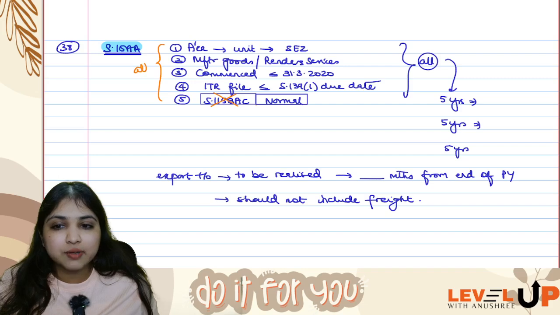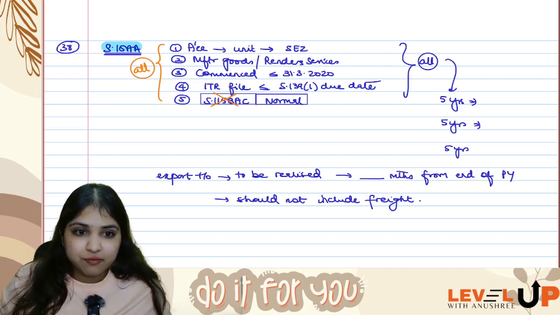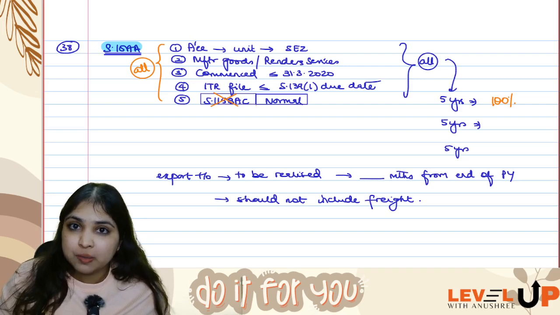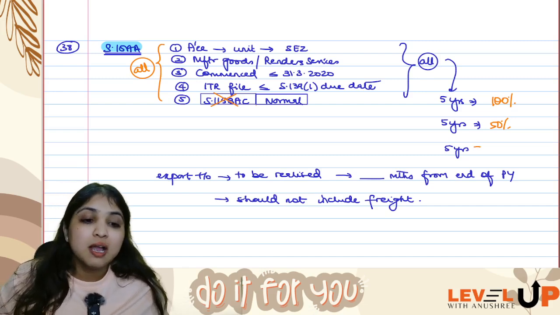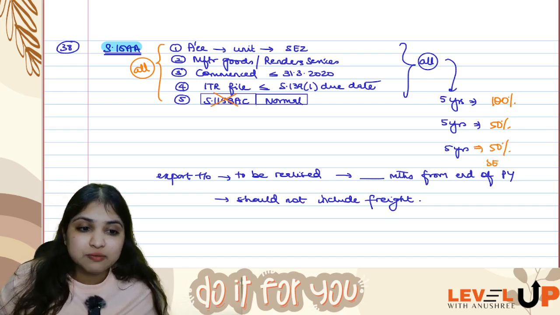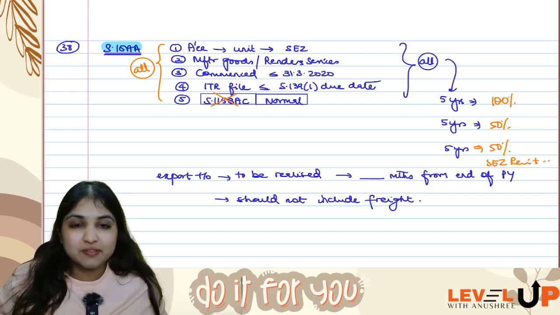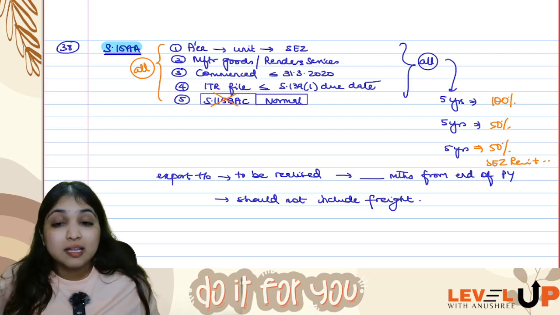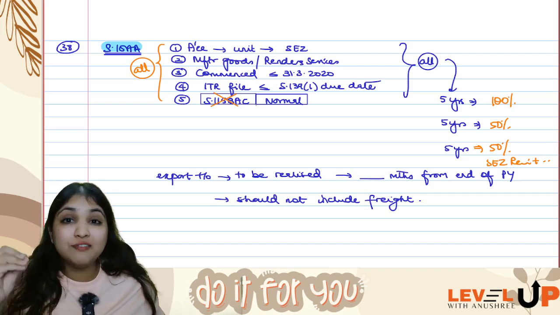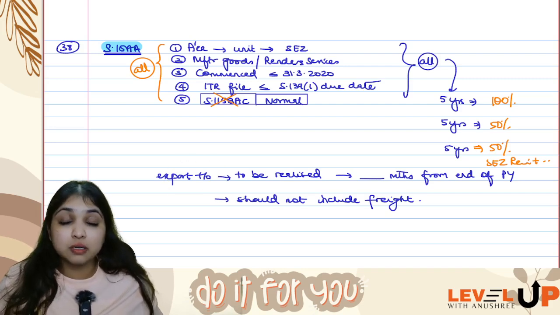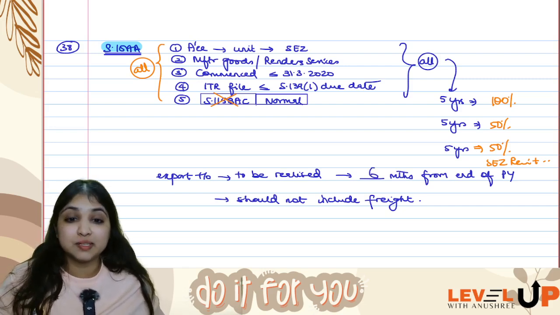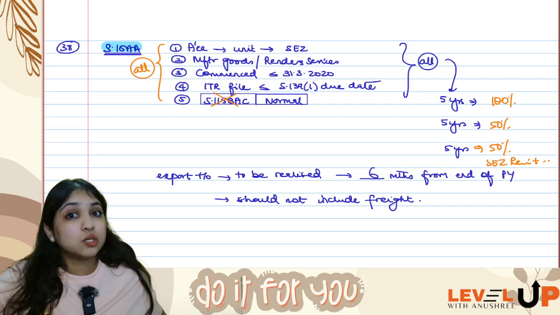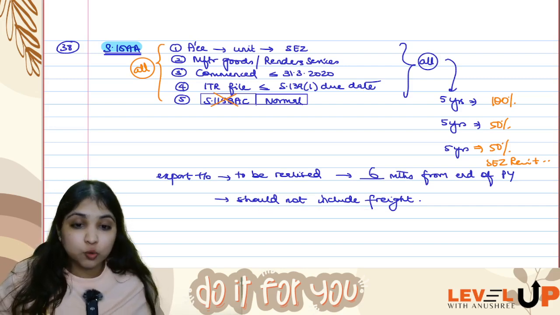If all these 5 conditions are fulfilled, then for the first 5 years, 100% of the net profits from exports will be allowed as a deduction. Next 5 years, 50% of the net profit from export will be allowed as a deduction. Last 5 years, 50% of whatever is transferred into SEZ reinvestment reserve, whichever is lesser, will be allowed as a deduction. Alright, then we had also worked out questions, if you recall, wherein we had learned that the export turnover has to be realized into India within 6 months from the end of the previous year, and we had also seen a question wherein export turnover had included freight. So remember, we had excluded the freight. Export turnover should not include the freight.